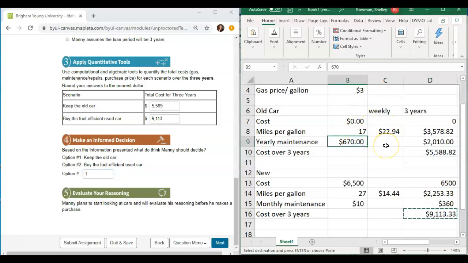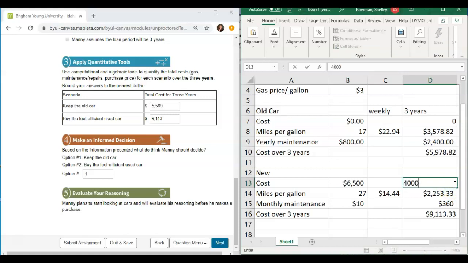So let's say he ends up increasing his yearly maintenance, something terrible goes wrong with his car, and this ends up being $800. Pressing enter will automatically change that for us, and we can see that it actually didn't change his overall a whole lot. If he found a better cost for an old car, I think I typed this one in. So right here, let's say he found one that was only $4,000 with the same miles per gallon efficiency, and it's actually still cheaper to go with this one. But that's kind of the benefit of using Microsoft Excel.